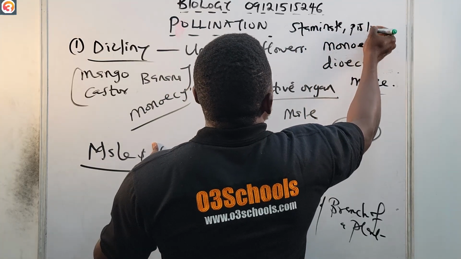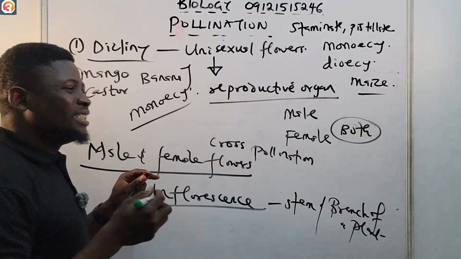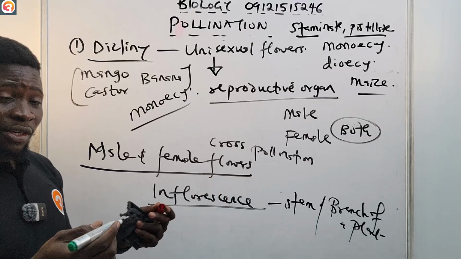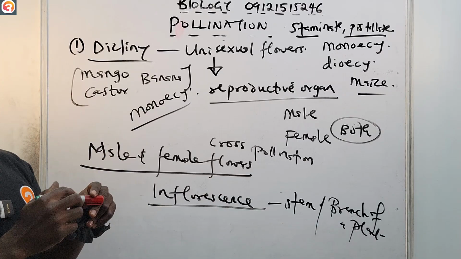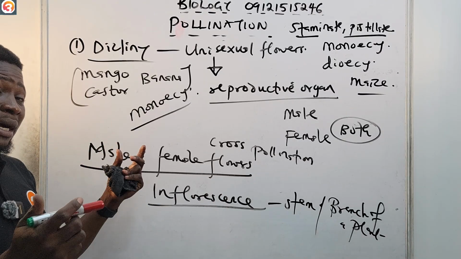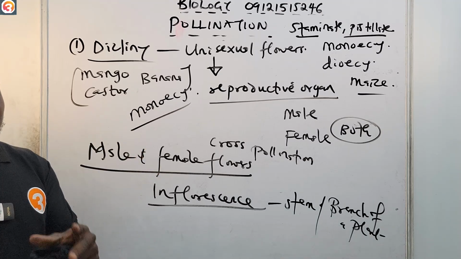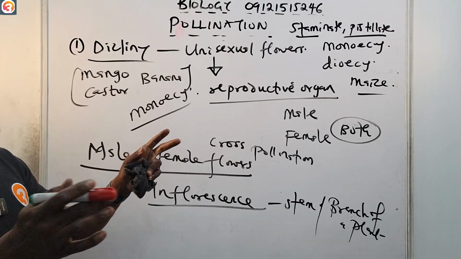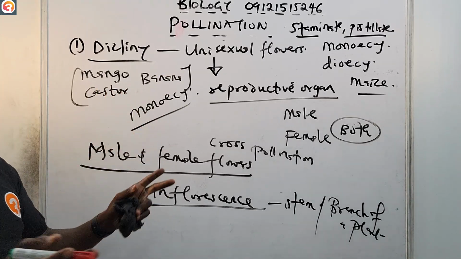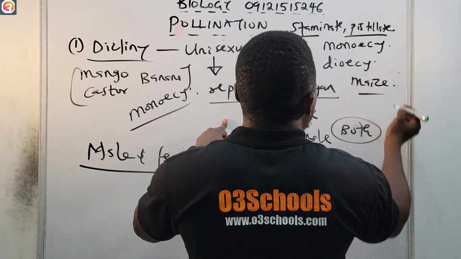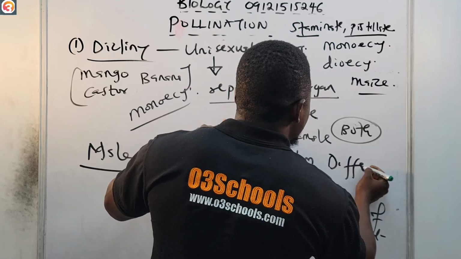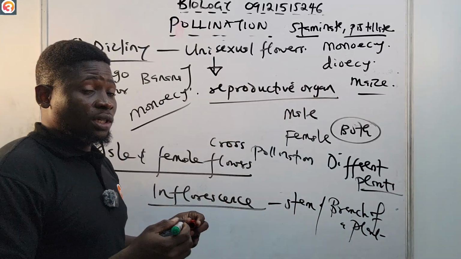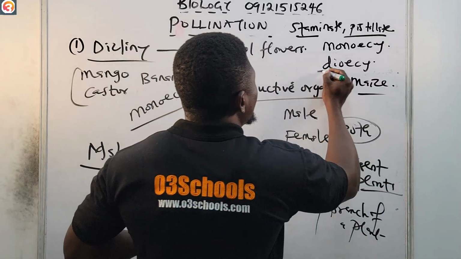Now, when staminate and pistillate flowers are present on different plants, you know what staminate and pistillate are, right? I talked about the terms used in describing flowers in an earlier episode, so if you have not watched that episode, please go back, because every episode is a sequel to the other. Do not jump any. So when the staminate and pistillate flowers are present on different plants, we call that dioecy.